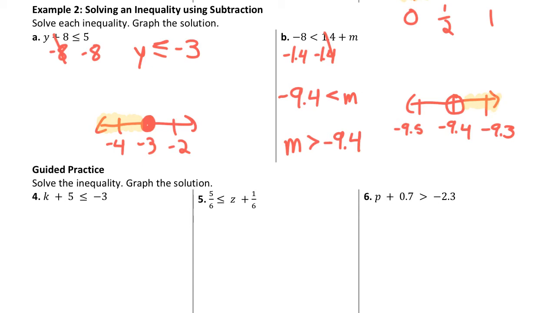So remember to rewrite your inequalities so that the variable is on the left if it isn't already.